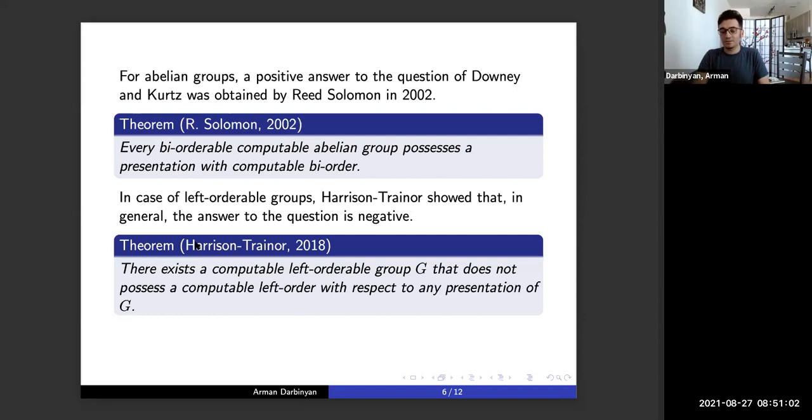In particular, he constructed a left orderable countable group that does not possess a computable left order with respect to any presentation of G. However, the group is left orderable and computable. Though this leaves two natural questions unanswered. The first question is, what about the class of finitely generated groups? Can we make the same kind of assertion? And the second, what about the bi-orderable case? So this is a negative answer for the class of left orderable groups, but not bi-orderable groups.